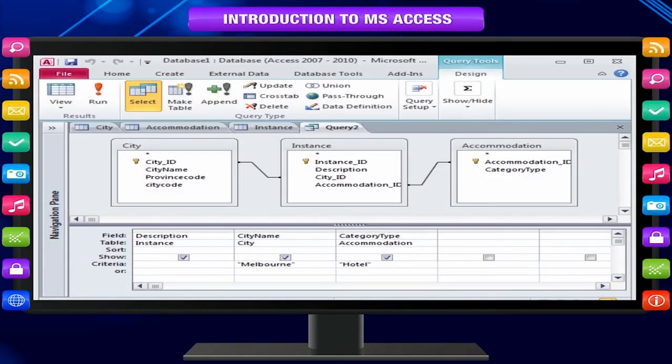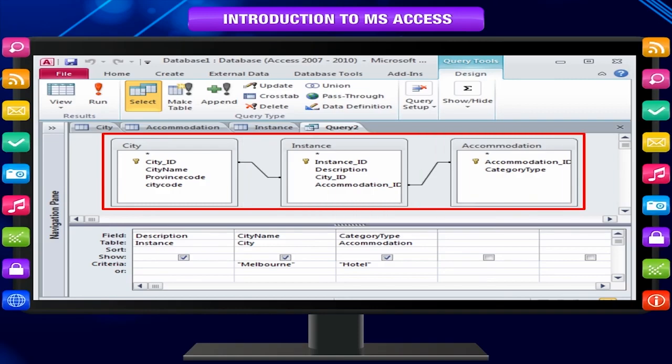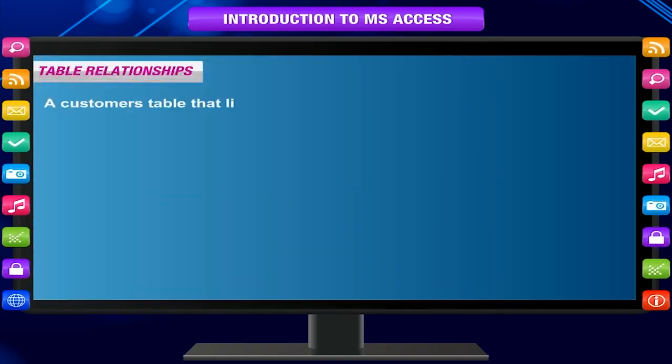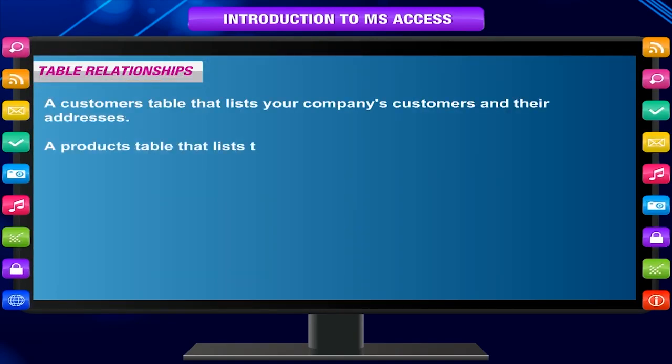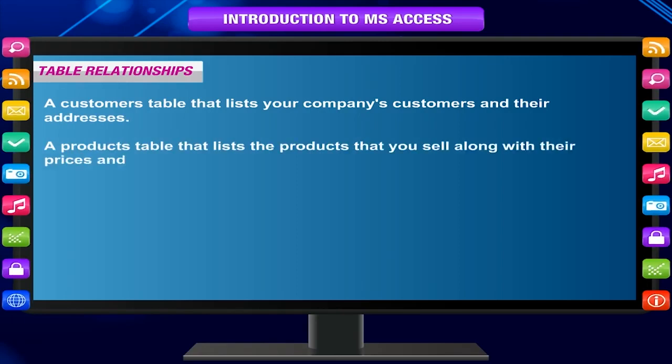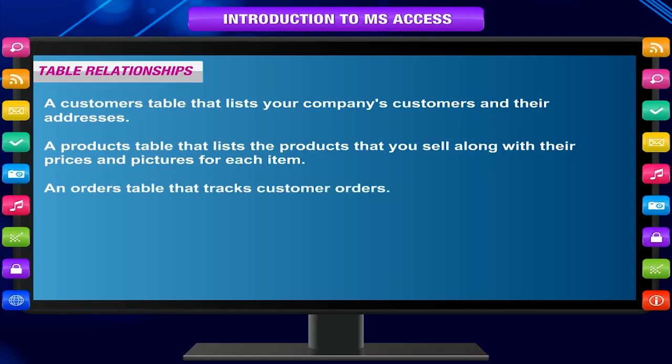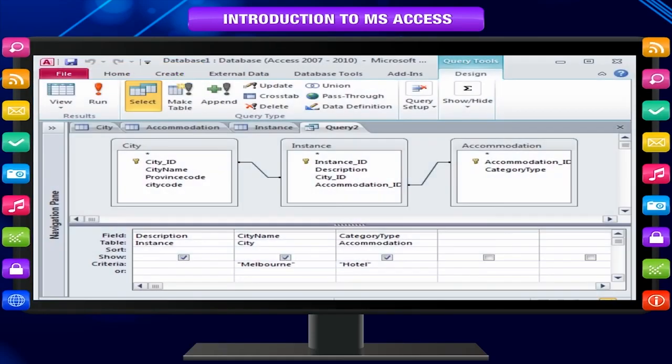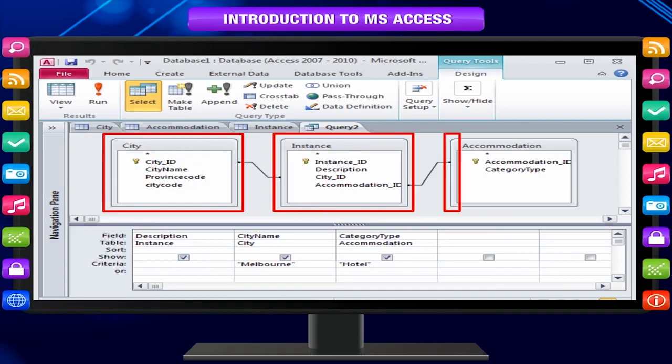Table relationships. Each table in a database stores data about a different subject, but these tables are usually related to each other. For example, a database for inventory might contain a customers table that lists your company's customers and their addresses, a products table that lists the products that you sell along with their prices and pictures for each of them, and an orders table that tracks customer orders. Because you store data about different subjects in different tables, you need some way to relate the data stored in different places to combine it together.